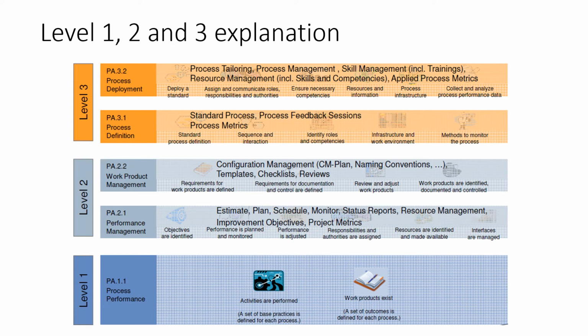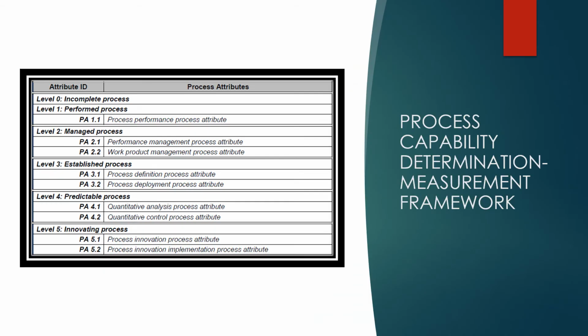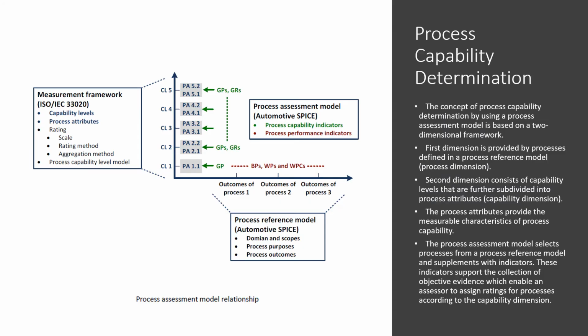So level 1 is talking about an individual project. Level 2 is talking about a set of projects, but at the project level, while level 3 talks about the organizational level, the process capability determination or the measurement framework. We have already discussed level 0, level 1, 1.1, level 2, 2.1 and 2.2, and this was already discussed before in a pictorial way.